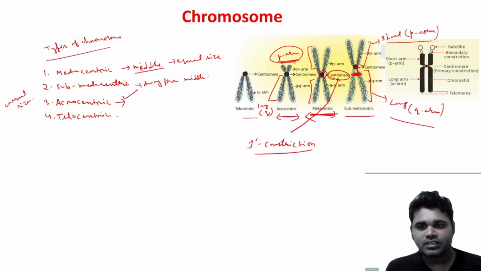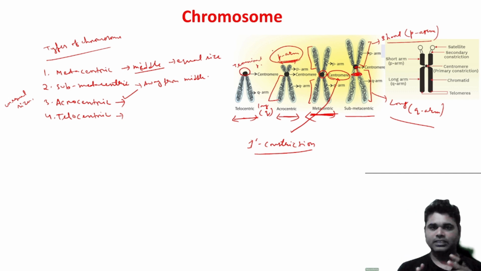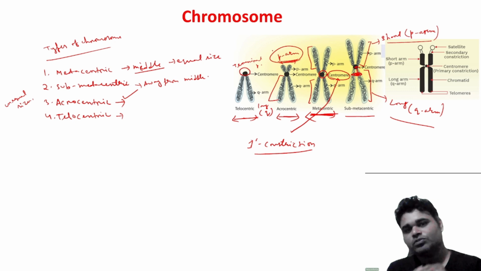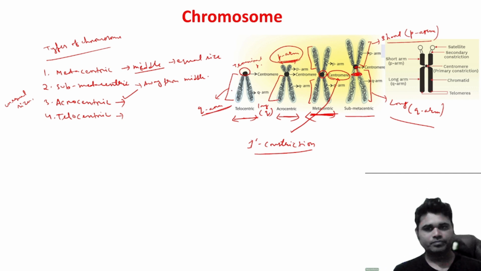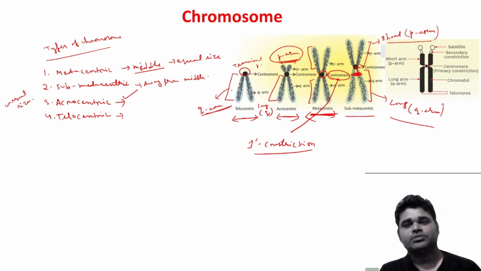Another is the telocentric. The telocentric means the centromere is transferred exactly to the terminal part. So after transferring the centromere to the terminal part, now only one arm can be formed and this arm is called the Q arm. Why? Because already it is very long. So these are the different types of chromosome on the basis of the presence of the centromere.